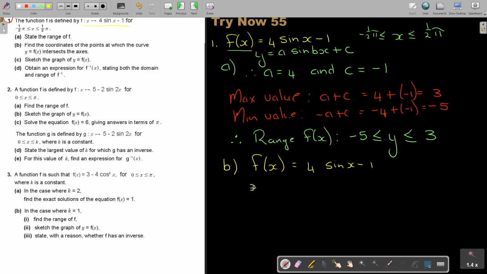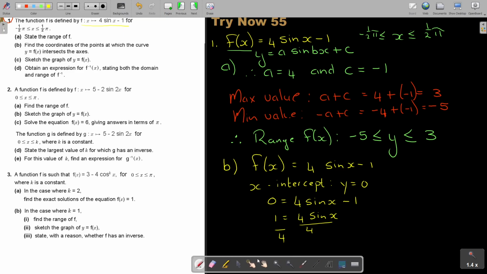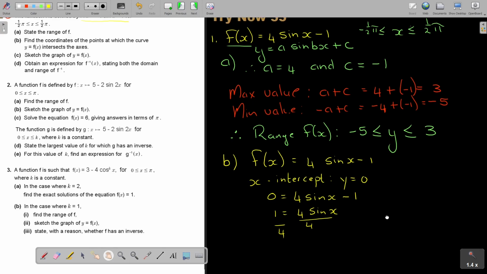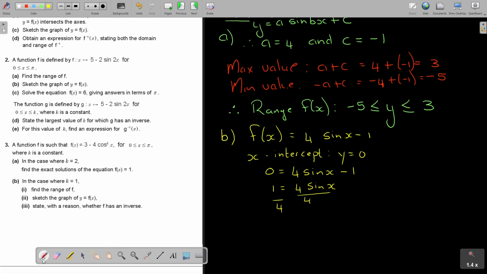Now, if I want to find the x-intercept, I make y 0. So I'm going to say 0 equals 4 sin x minus 1. So 1 equals 4 sin x. And I divide by 4 and I divide by 4. So therefore, sin x is equal to a quarter.